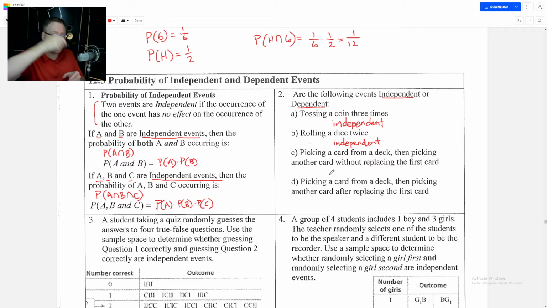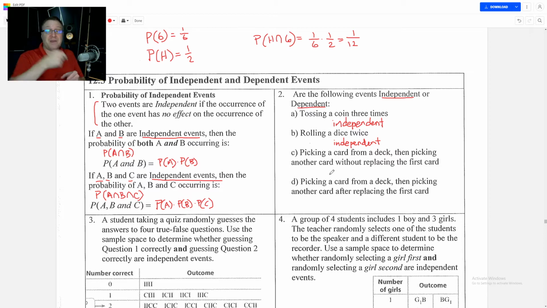Think about it. If I get an ace on my first card, ooh, good. And then I want to pick another card, what's the probability of me getting an ace now? Well, there's only 3 more aces left, and there's 51 cards. So now the probability of me getting an ace is 3/51. All right. So the first time it was 4/52. The second time it was 3/51.